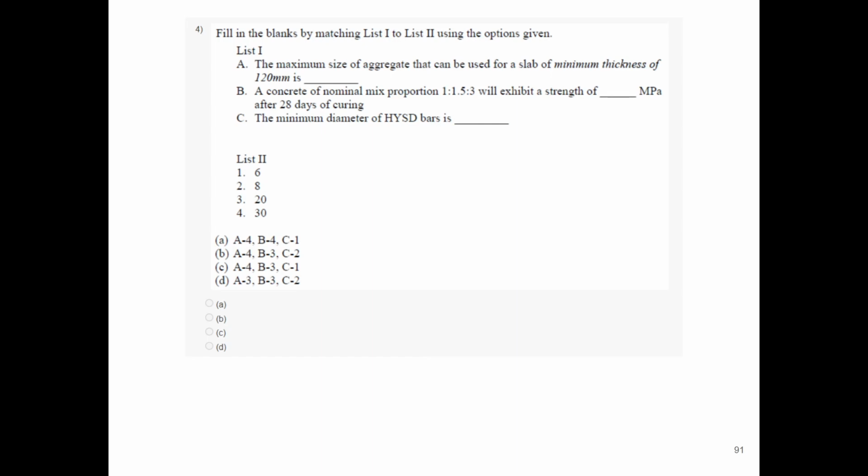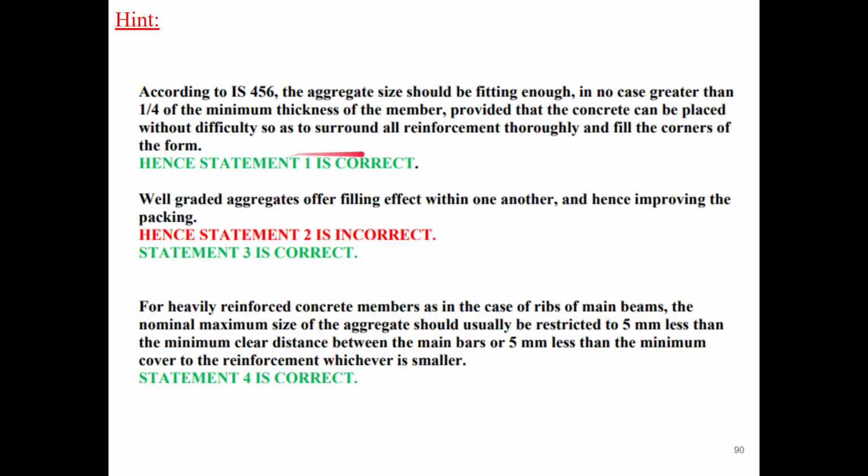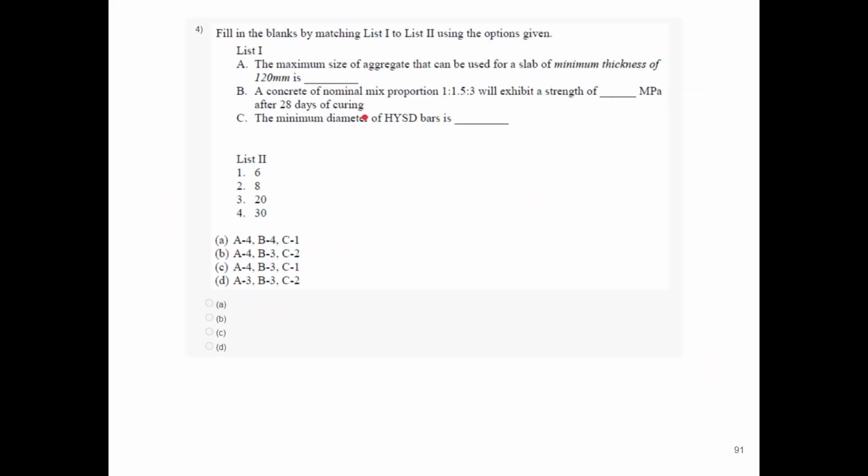As we just discussed, it should not be greater than 1/4 of the minimum thickness. The minimum thickness is 120 mm, so 1/4 of 120 will be 30 mm. So the maximum size of aggregate will be 30 mm. So A, the option is 4. So either of A, B or C will be correct.